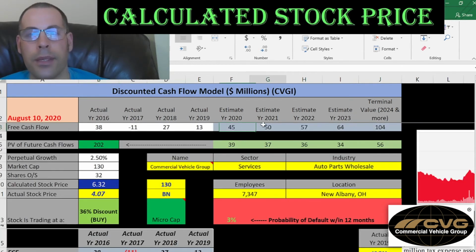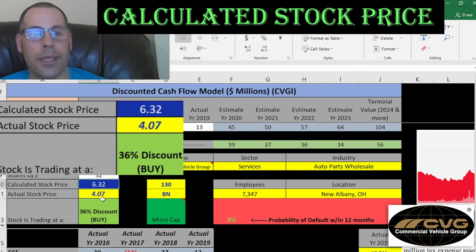We estimated 4 years of future free cash flows. We also estimated terminal value, which is all cash flows past year 4. That's up here in blue. We discounted those numbers back to today using the weighted average cost of capital, and we get a value of the company of $200 million. We divide that by 32 million shares.